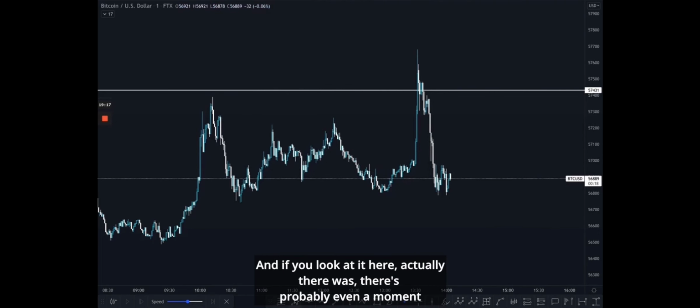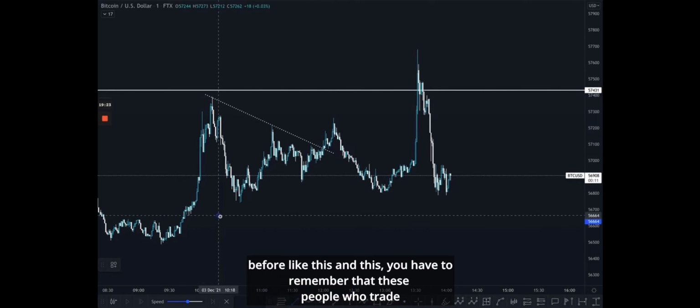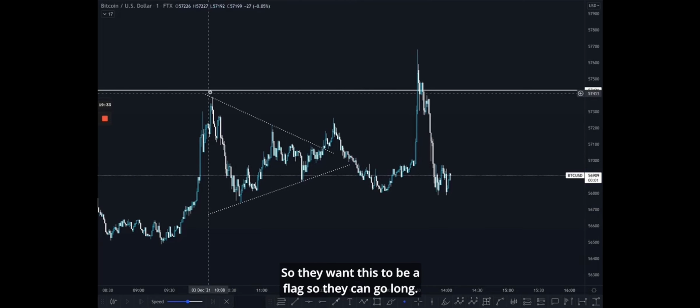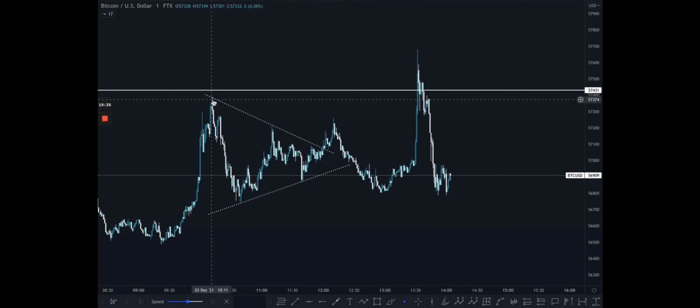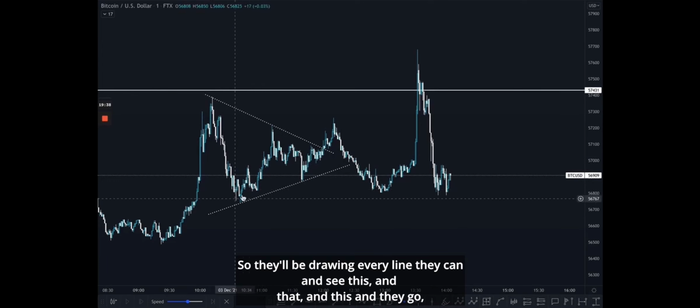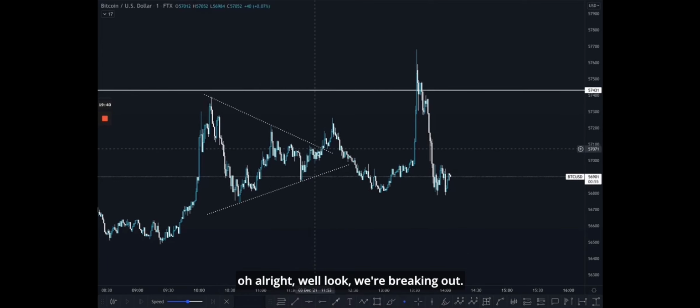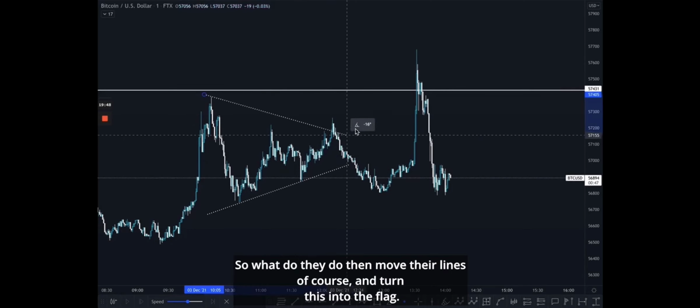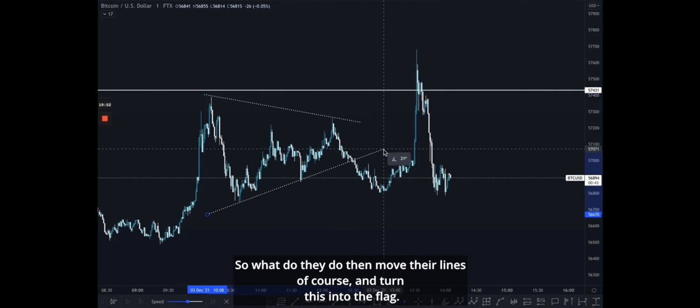And if you look at it here, actually, there was probably even a moment before, like this and this. You have to remember that these people who trade chart patterns like that, like retail, they're trying to confirm their bias. So they want this to be a flag so they can go long. So they'll be drawing every line they can to see this and that and this, and they go, oh, all right, look, we're breaking out, flag, and they'll have gone long here, and then that will have reversed. So what do they do? They move their lines, of course, and turn this into the flag.